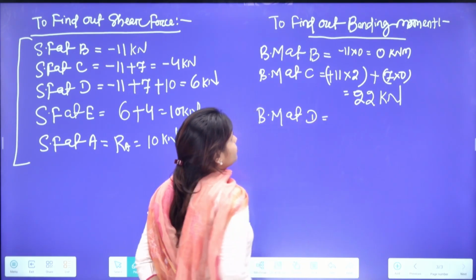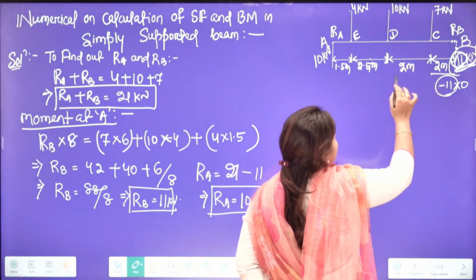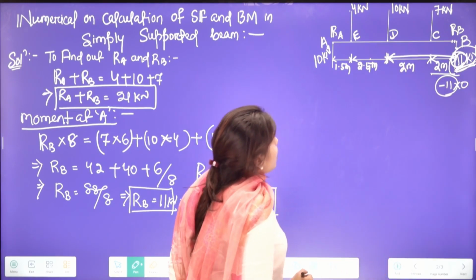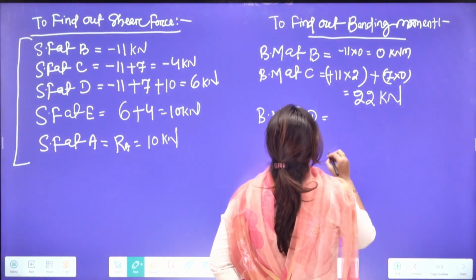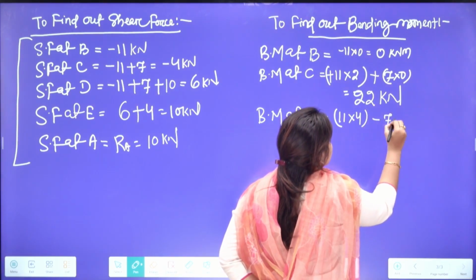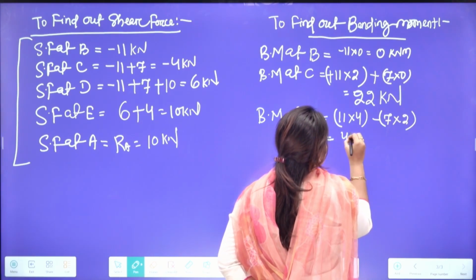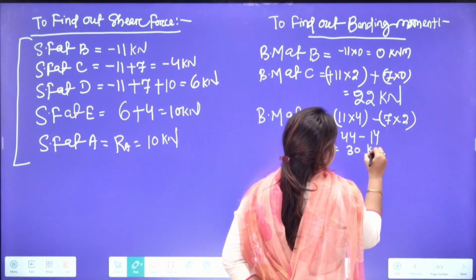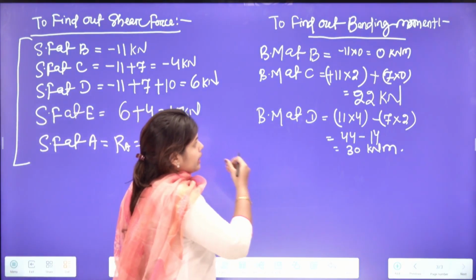D. So, here you can see this distance is 4 meter and 11 into 4, okay, minus 7 into 2. So, 11 into 4 minus 7 into 2, that is 44 minus 14. We are having 30 kilonewton into meter. You need to remember the units always.